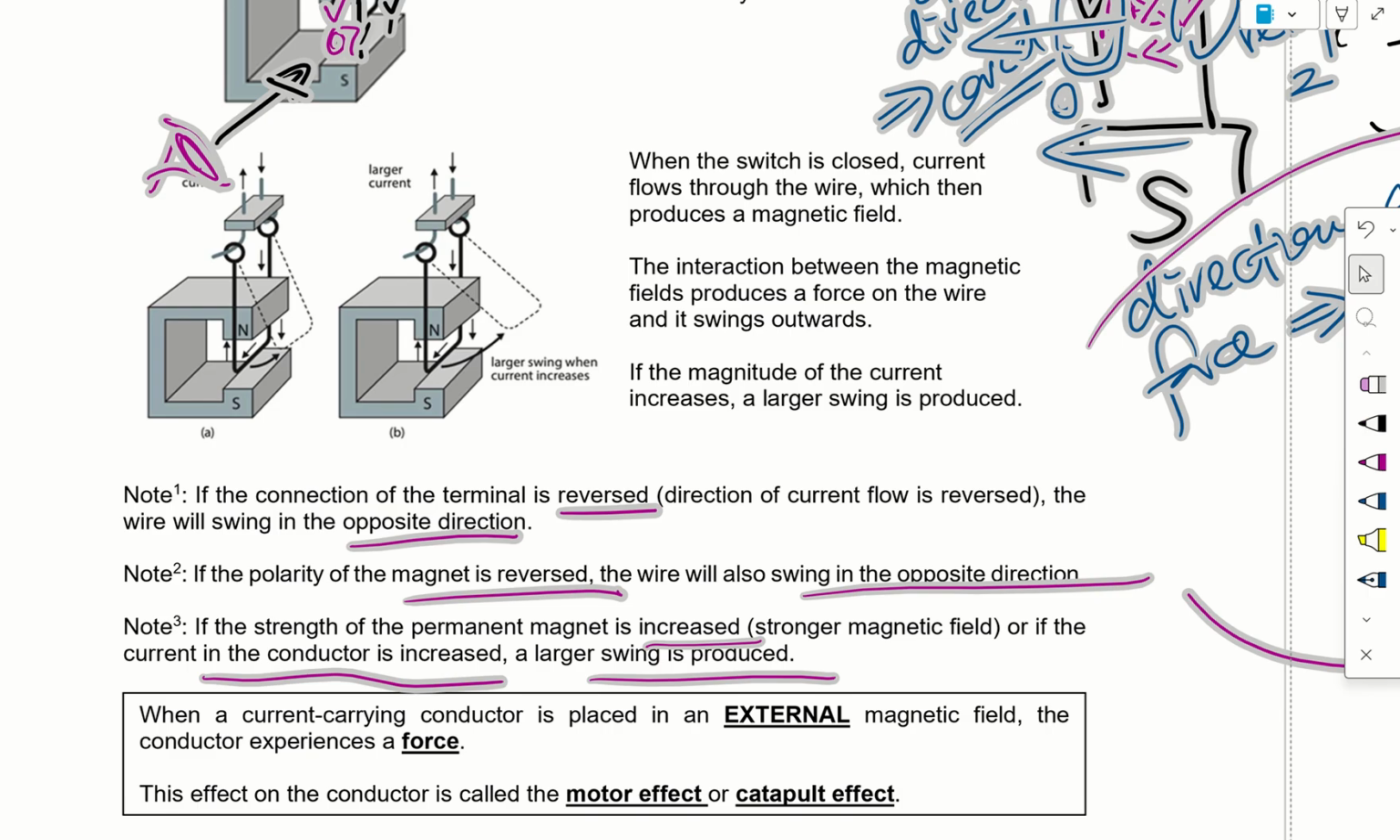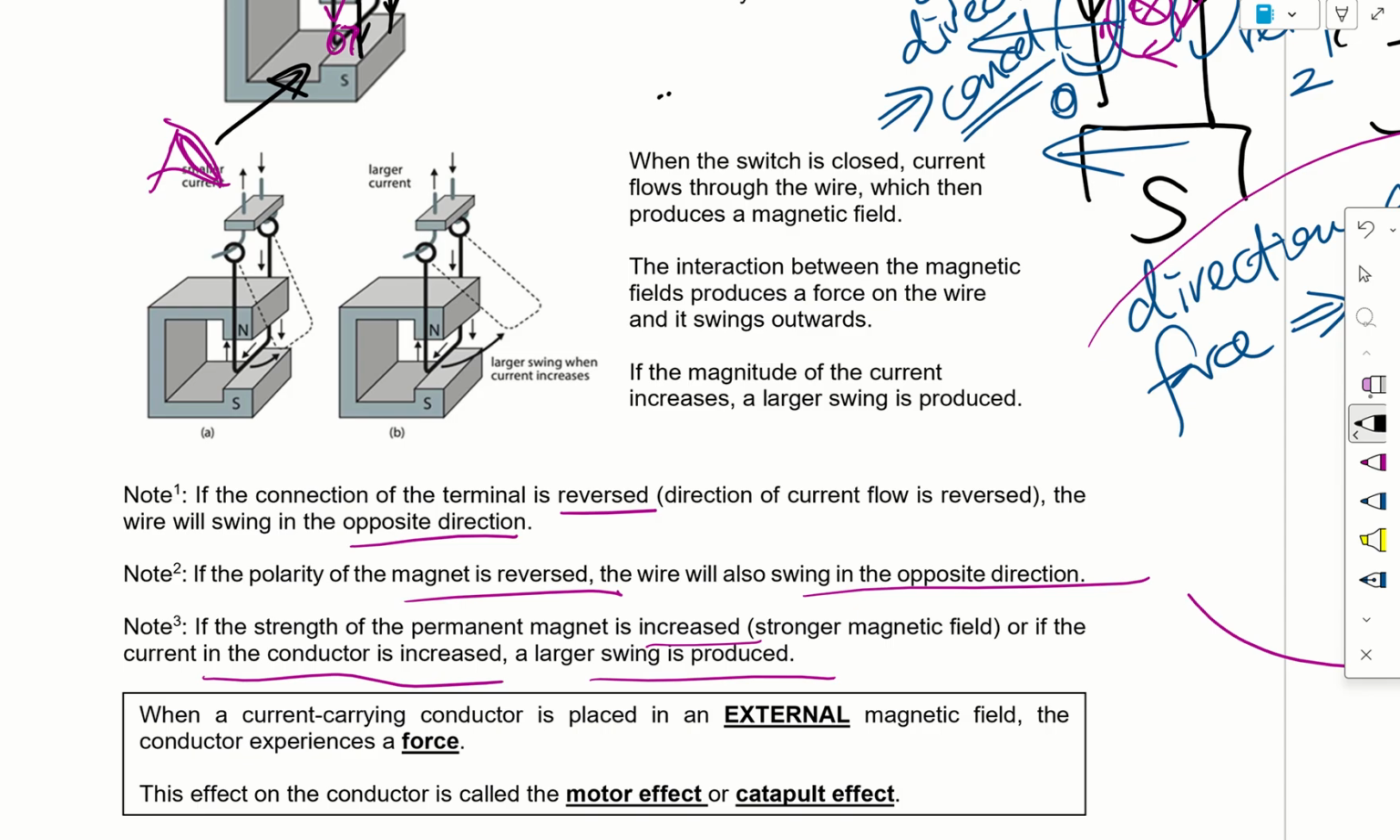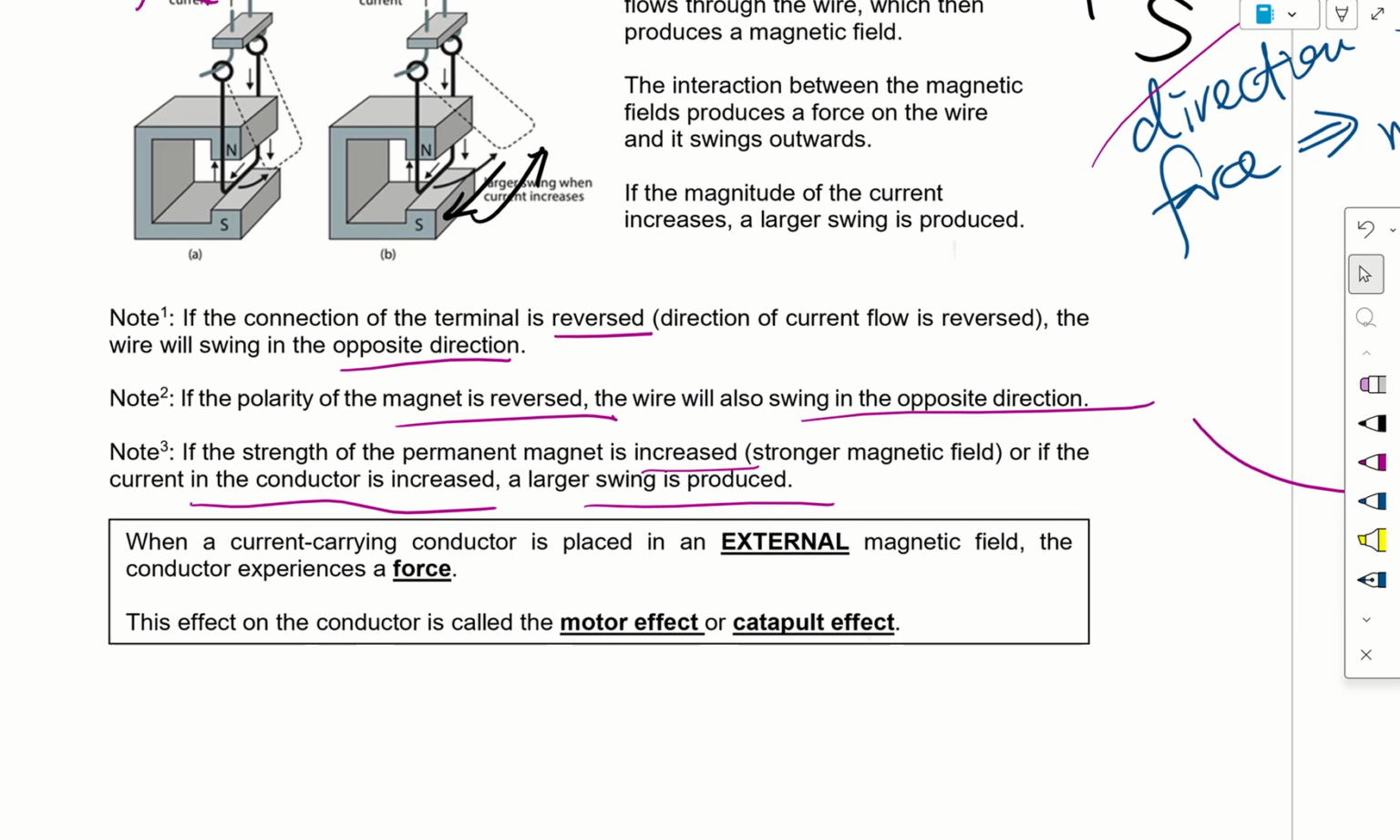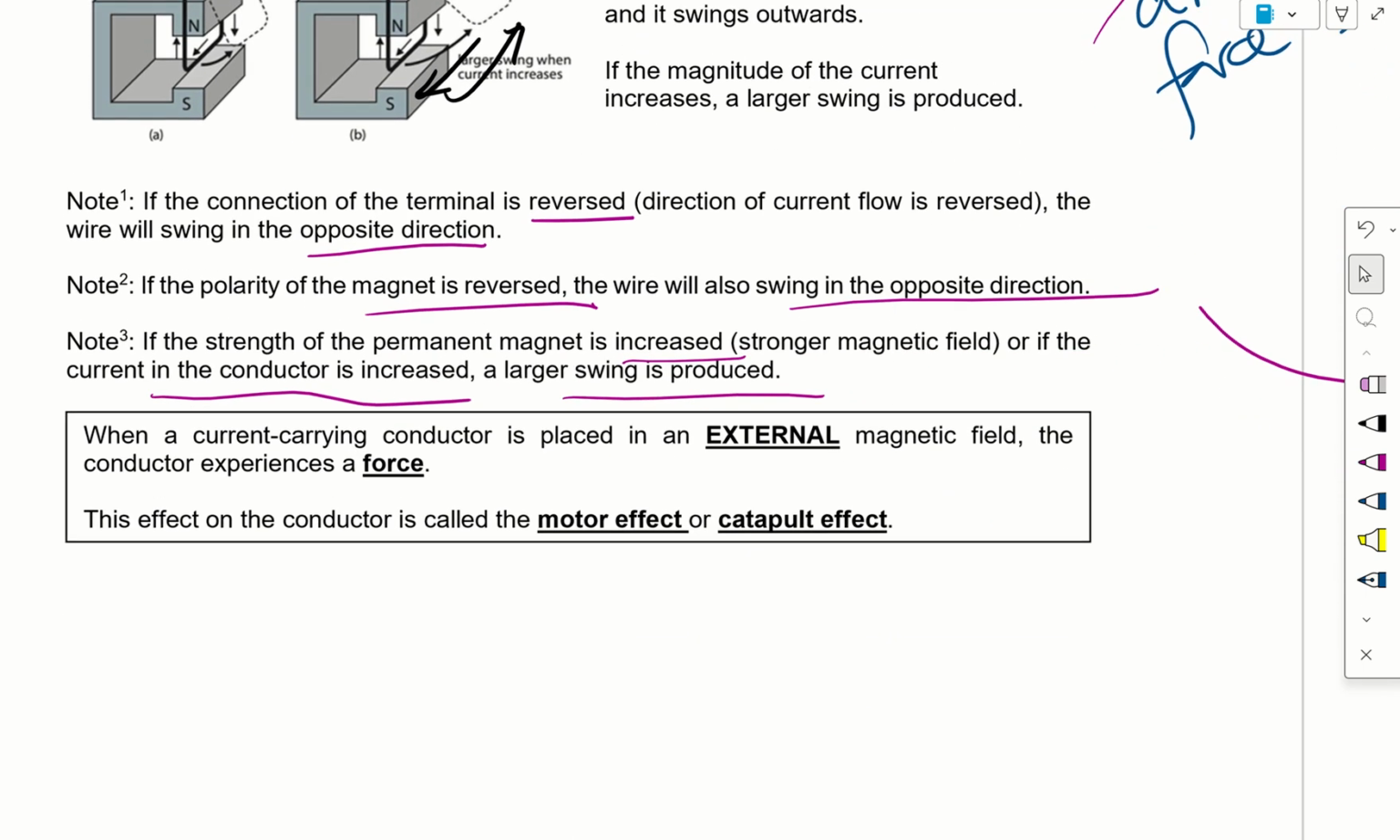So why is it that when this coil swings outwards, it will swing back? It is because when it is outside, it will not be within the influence of the magnetic field of the external magnet. So even though current is flowing, there is no interaction. Therefore, it will swing out and swing back in again. Okay, so let's read this.